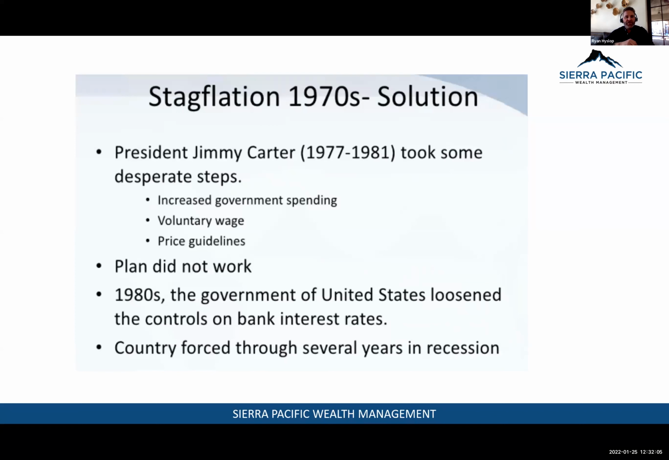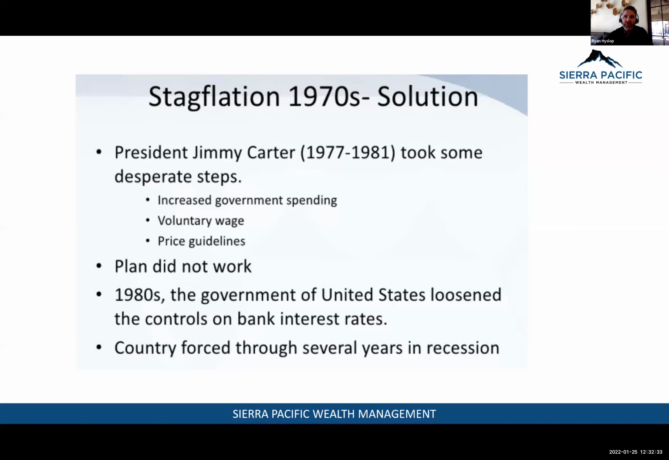So here was the solution. President Jimmy Carter took some desperate steps. He increased government spending, which quite frankly is on the table right now, with these large bills moving through Congress, voluntary wage and price guides, and quite frankly, in the late 70s, this is what a lot of pundits will point to. It didn't work. What did work in 1980, the government of the United States loosened the controls of bank interest rates. And more importantly, you may have heard of Chairman Volcker. He, quote unquote, broke the back of inflation.